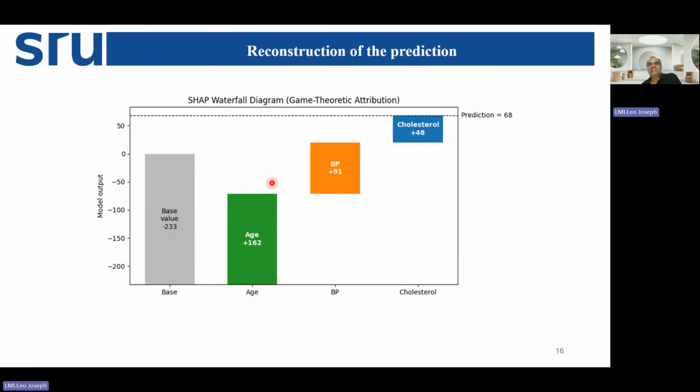Minus 71 plus 91. We have to add that value. Minus 71 plus 91 means what will you get? 20. So from here to here, this is nothing but 20. Okay, so 20 plus 48 becomes what? 68. So like that, by adding different features, the prediction slowly improves and reaches 68.